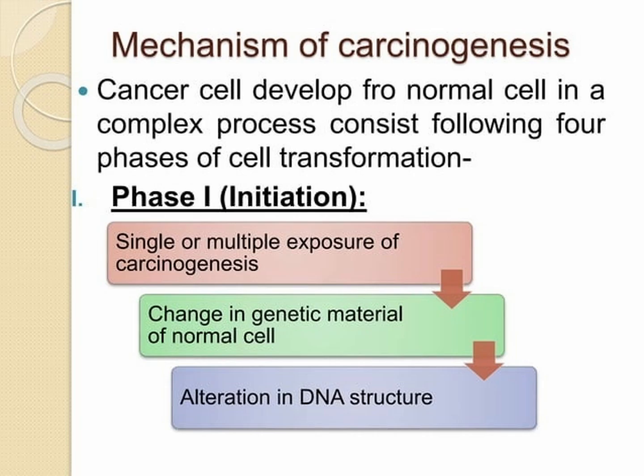The mechanism of carcinogenesis. Cancer cells develop from normal cells in a complex process consisting of the following 4 phases of cell transformation. Phase 1 is the initiation phase: single or multiple exposure to carcinogens, change in genetic material of the normal cell, and alteration in DNA structure.